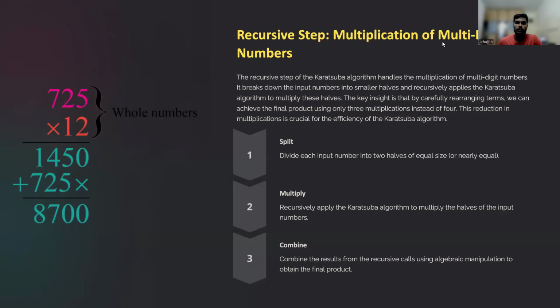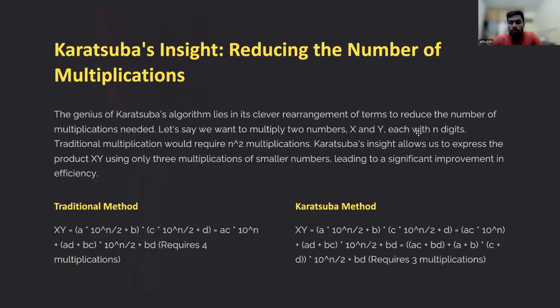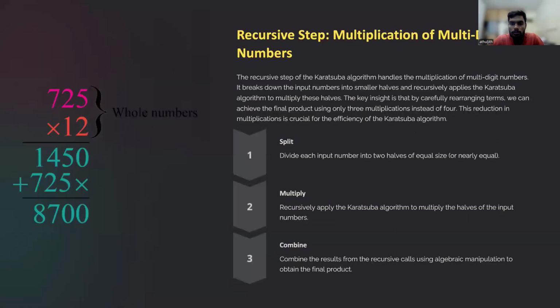Recursive step: multiplication of multi-digit numbers. The recursive step of the Karatsuba algorithm handles the multiplication of multi-digit numbers, and it breaks down the input numbers into smaller halves and recursively applies the Karatsuba algorithm to multiply these halves. The key insight is that by carefully rearranging terms, we can achieve the final product using only 3 multiplications instead of 4. This reduction in multiplications is crucial for the efficiency of the Karatsuba algorithm.